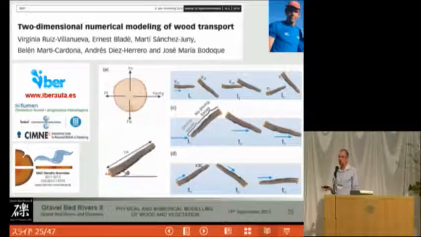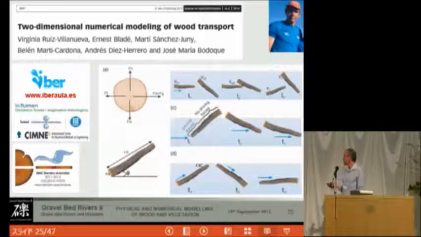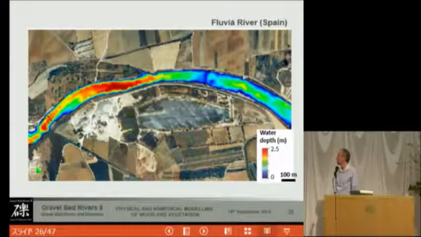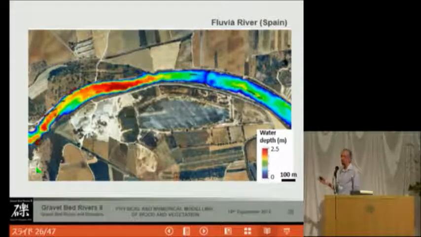They interact with each other, and they interact with the bank. So they can deposit on the bank, but they can also bounce on the bank. So I will show you, if it works, a video where you can see a few logs coming in from here and float downstream. Some are deposited, some then interact with that. They can rotate. So it looks pretty nice.